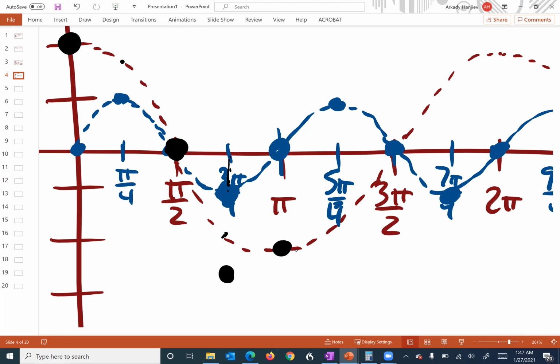Okay, and then comes the tricky one. At 5 pi over 4, we have to think about this here. So notice this is at 1, and this is coming off of, let's see, it's less than 2. So notice it's a bigger negative here than a positive. So I'm going to put this guy about right there.